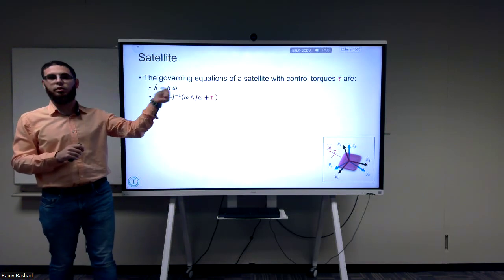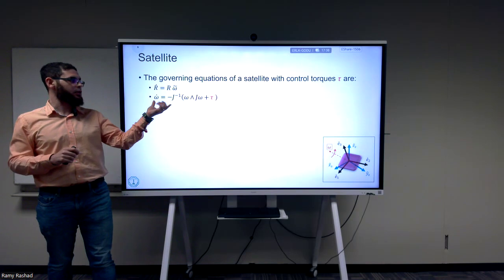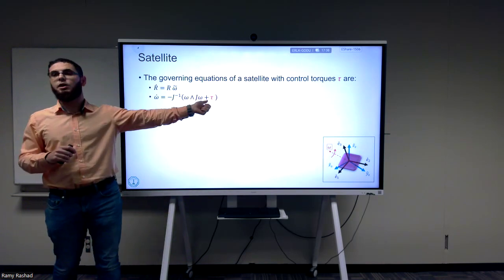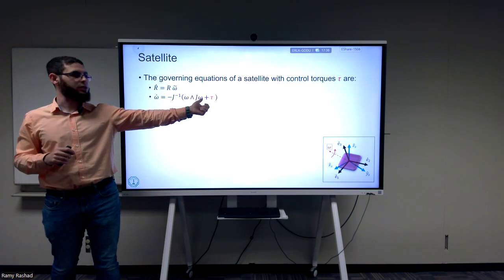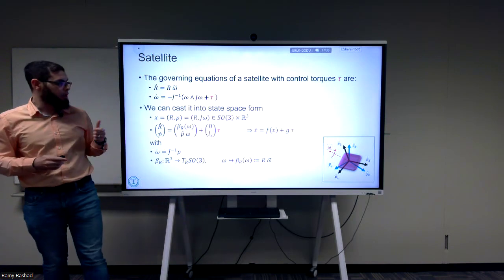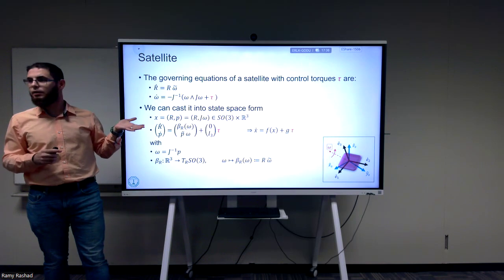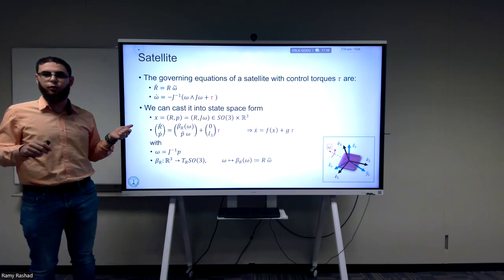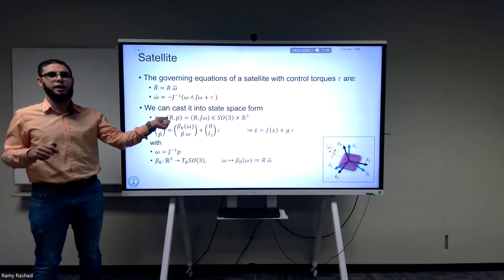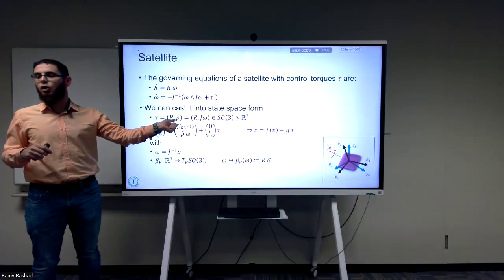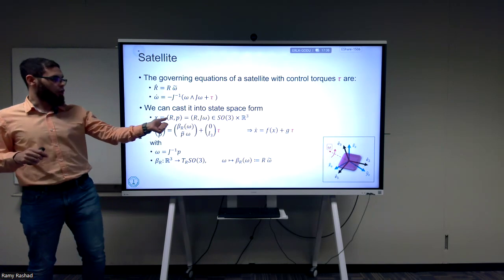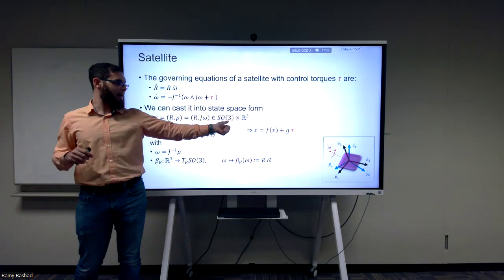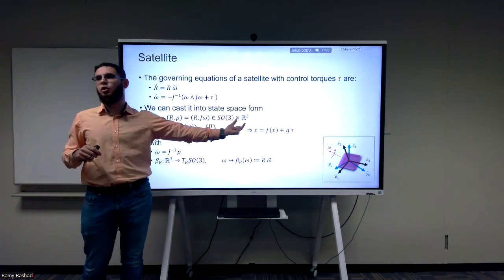R dot is equal to R omega tilde, and omega dot is equal to the momentum balance given by this equation. And again, we have some control torque that we want to design. Our goal here: first we write it in the state space form. We're going to be following the same lines as we did for the point mass. We're going to be choosing the configuration variable along with the momentum. So we're going to have the x's be R and J omega, and so we have something that lives on SO3 and something that lives on R3.